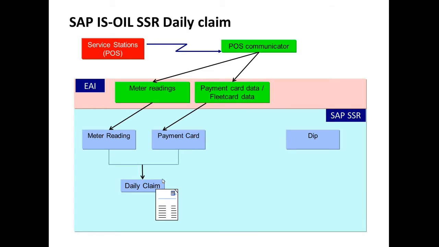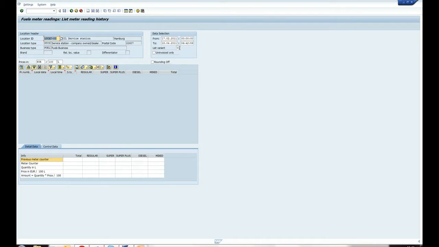I've prepared an example. First of all, the first part is the meter readings. We go to 03RC MM02. I've prepared an example for the 17th of April. It will show, in this case, only 3 materials, even though we have 4 materials popping up in the daily claim.